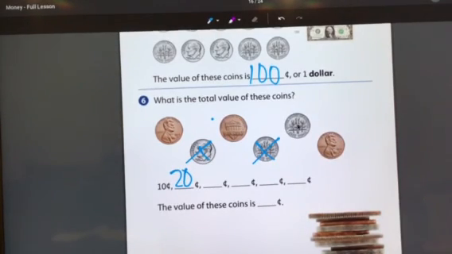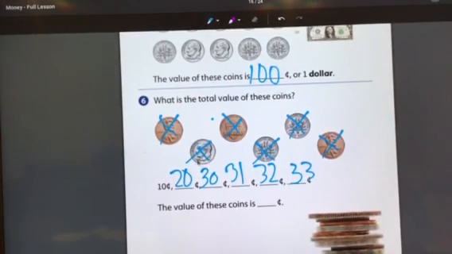Then we have another dime, so I have to count 10 more. So 10, 20, 30, cross it out. Then you're left with pennies. So then you're going to continue on counting by ones. 31, 32, 33. The value of these coins is 33 cents.